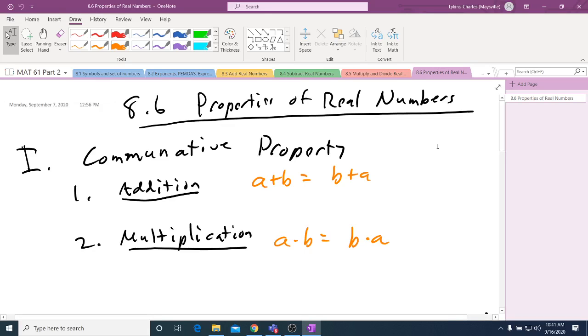Okay, welcome to 8.6, which is talking about properties of real numbers. The first section we're going to talk about is the commutative property, and I've got two sections of this, addition and multiplication. So on the addition, you take your a plus b and it equals b plus a.